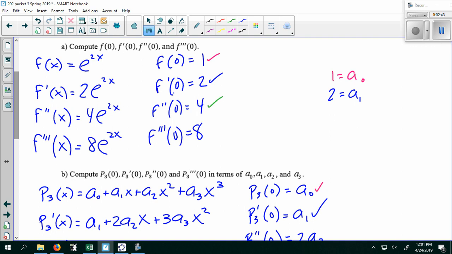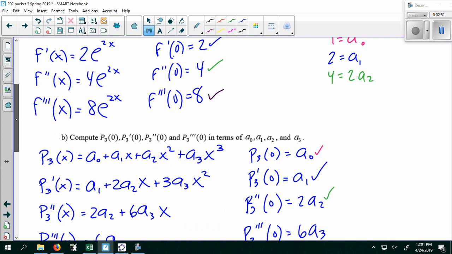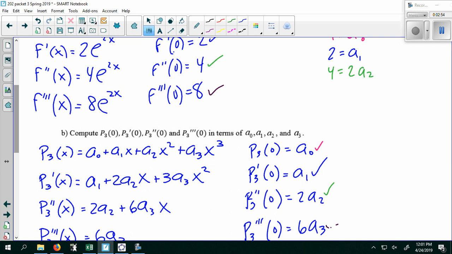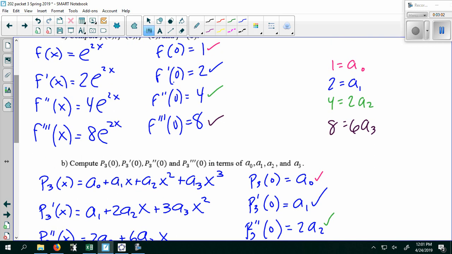And 4 has to equal 2a2. And 8 has to equal 6a3. So to solve these, first two are really easy, they're already solved. And then 4 equals 2a2, that tells me that a2 has to be 2. And 8 equals 6a3 tells me that a3 has to be 4/3. And then my final answer is to write out a function where those are the coefficients.